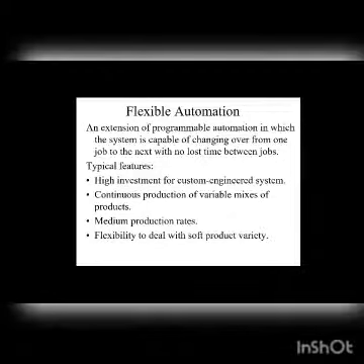Flexible automation is an extension of programmable automation in which the system is capable of changing over from one job to the next with no lost time between jobs. Without any setup time, the automated system will be able to change over from one job to the next. Typical features: again, it requires a high investment for a custom engineered system, and continuous production of variable mixes. So the product variety can be very high. Flexible automation can accommodate the product variety, with a medium production rate and flexibility to deal with soft product variety.